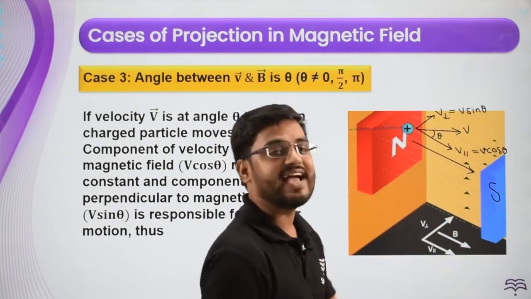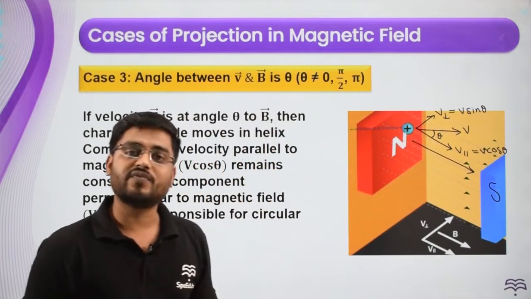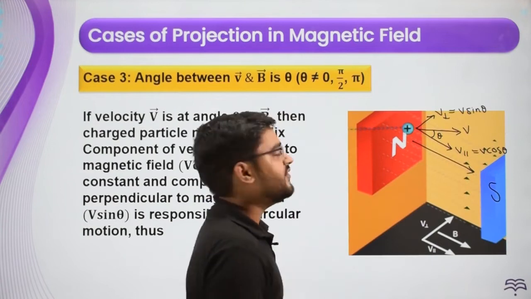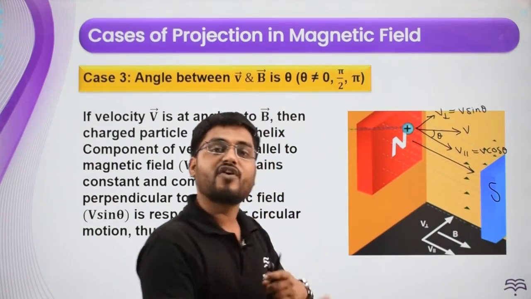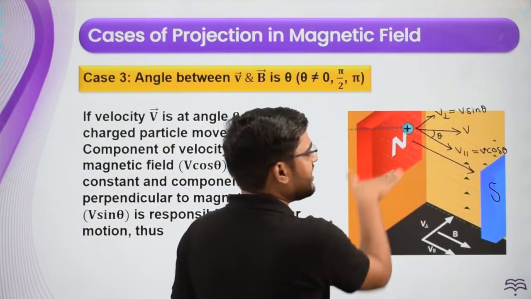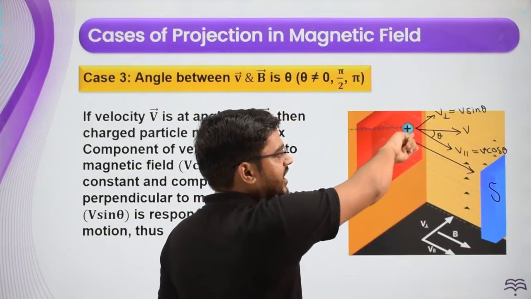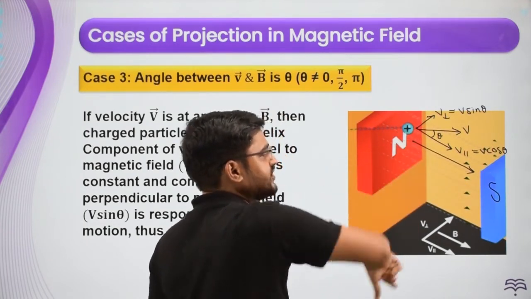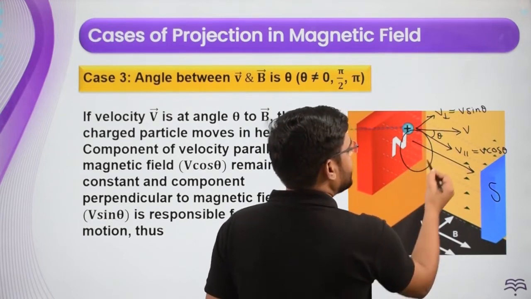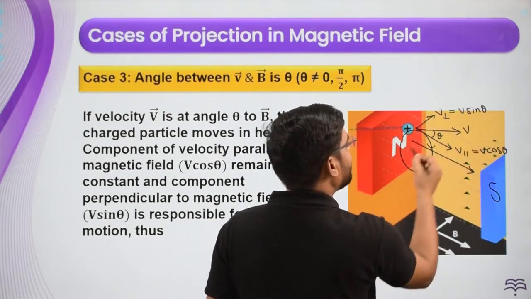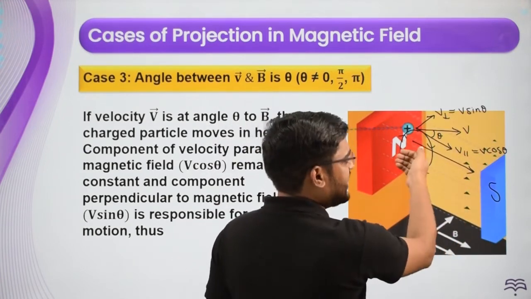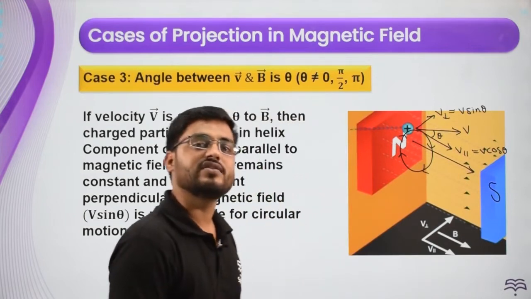What about v sine theta? v sine theta is our case number 2, when v is perpendicular to B. So that v sine theta is the perpendicular velocity, and due to that it will perform a circular motion. Which type of circle? As the velocity is in this direction, do v cross B. B is out of the plane, so the force is going to be below, and hence it will perform a circular motion like this. Due to v cos theta, it will continuously move in that direction with a constant velocity.